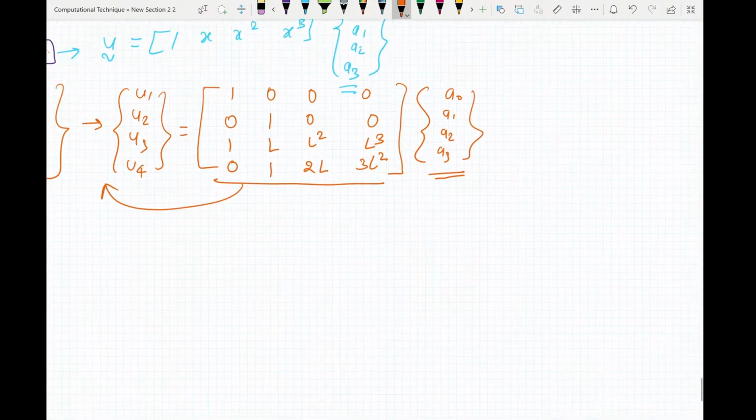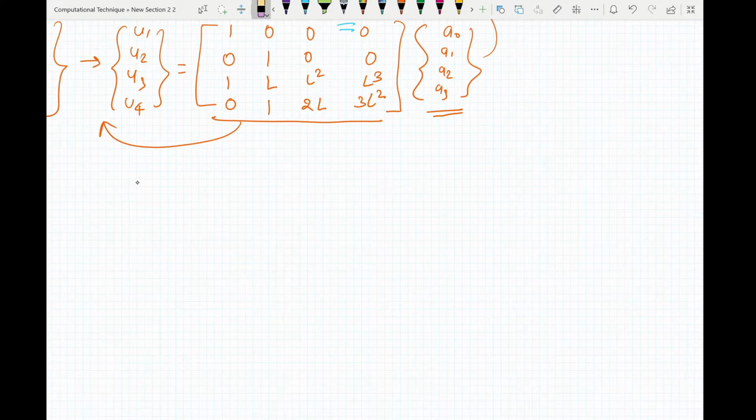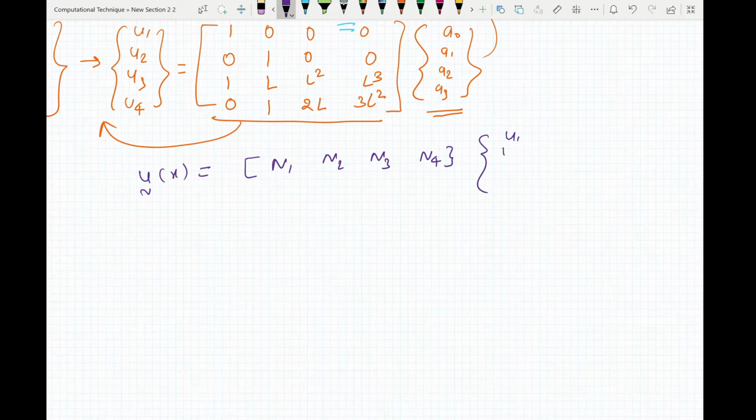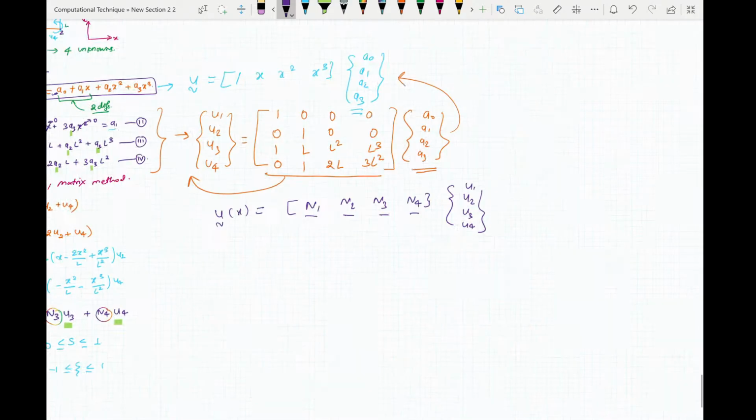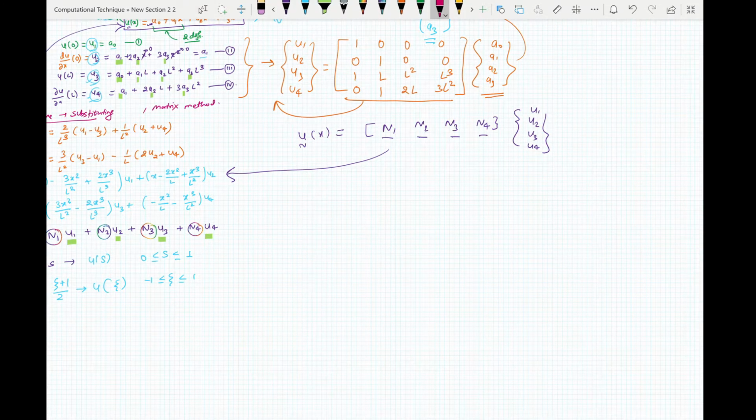Now when you do this, and then when you substitute your a0 back here, then you can write your solution in this form. You will have u vector, which will be your solution. You can write x here, and it will be n1, n2, n3, n4, and then u1, u2, u3, u4, and these n values will correspond to these values here. Now if this is in x, it means that these all will be in x as well.